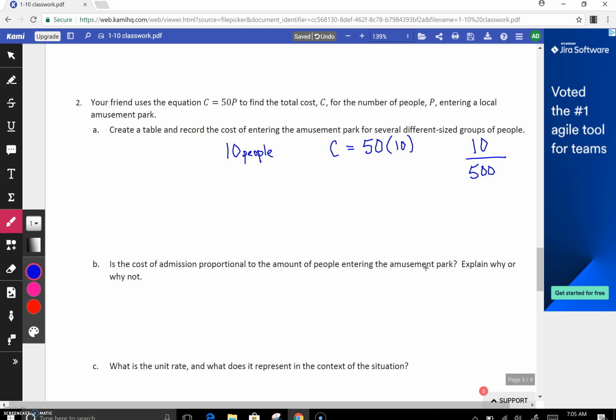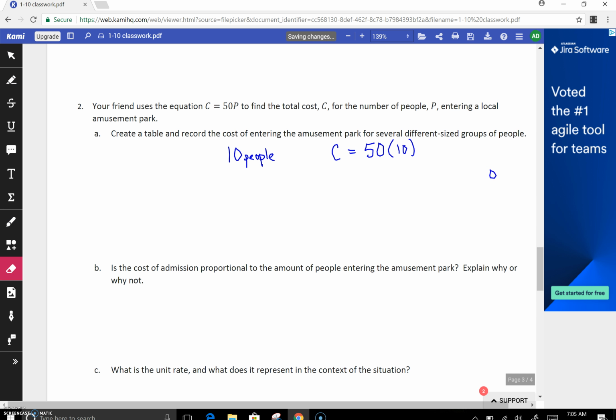Go ahead and pause the video and take your time with the rest of these. Really call me over if you have questions, and let's really make sure we know how to read a graph.